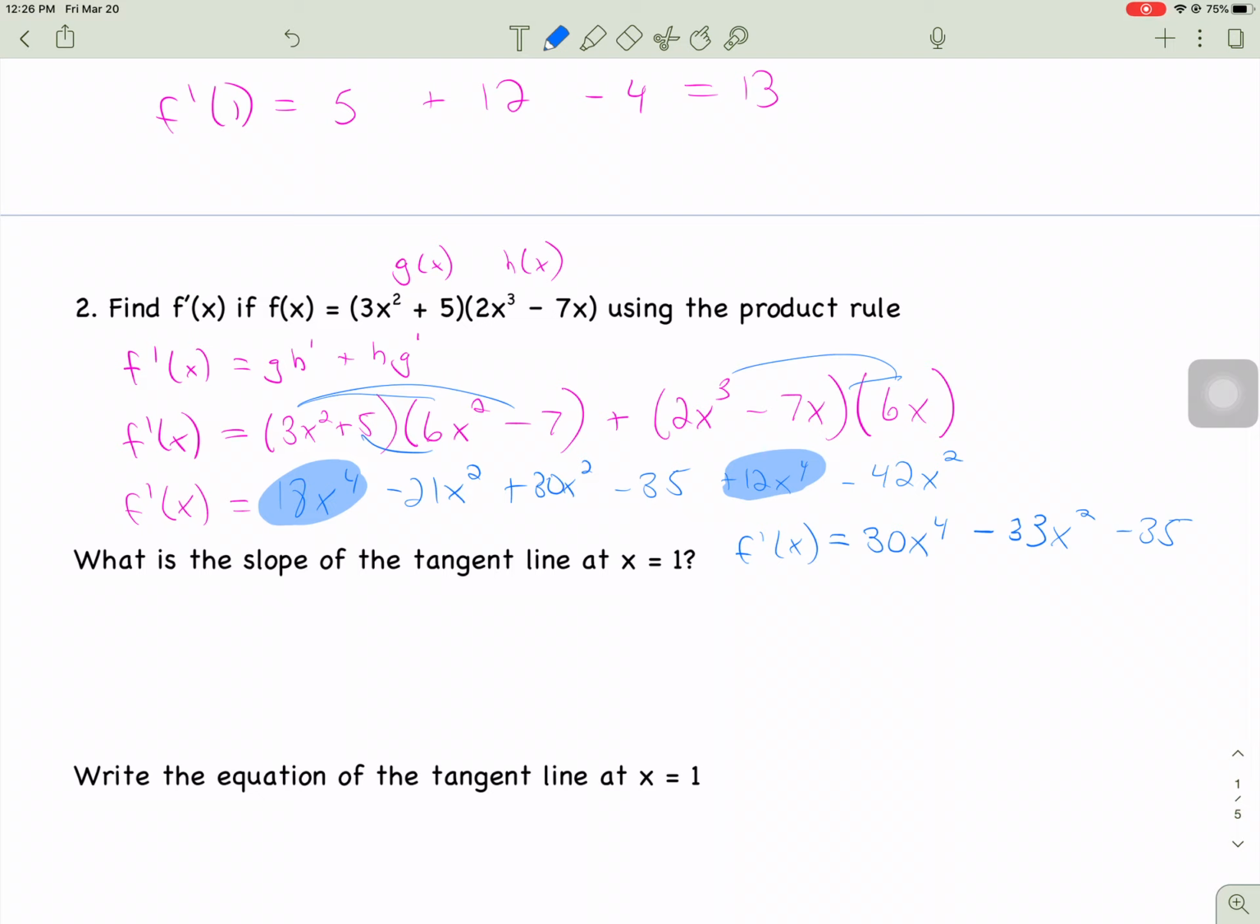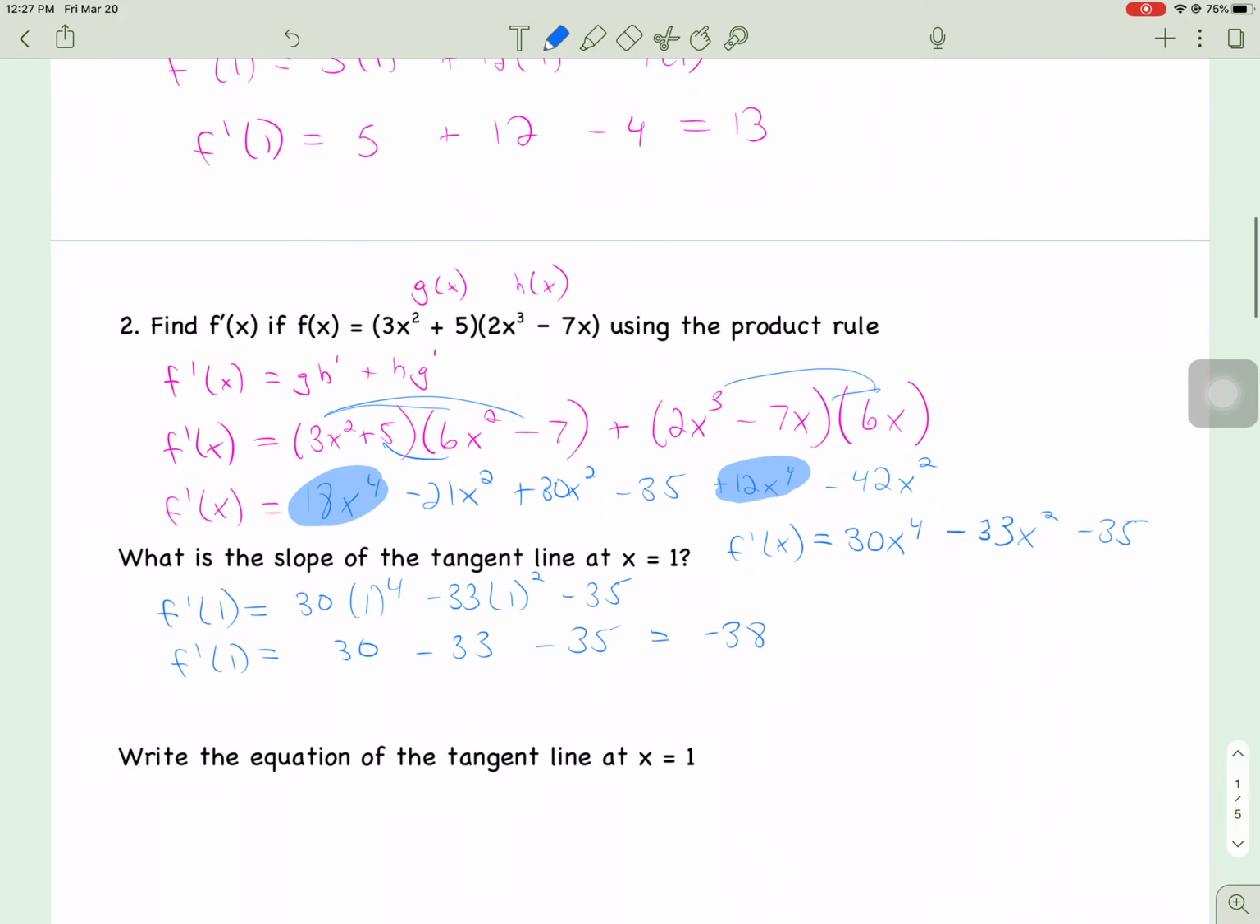Okay, so what is the slope of the tangent line at x equals 1? So plug in 1, you get 30 times 1 to the 4th minus 33 times 1 squared minus 35, which at 1, you plug that in, you get 30 minus 33 minus 35, which is negative 38.